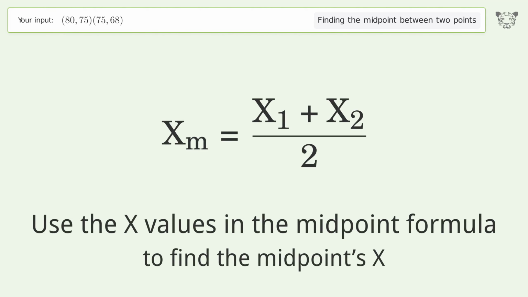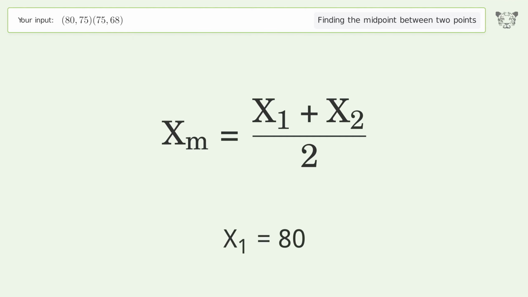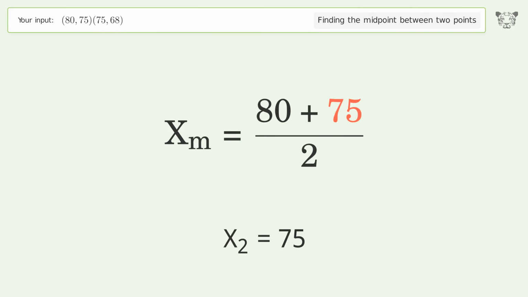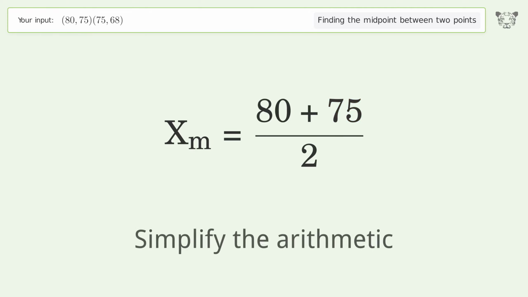Use the x values in the midpoint formula to find the midpoints x. x1 equals 80. x2 equals 75. Simplify the arithmetic.